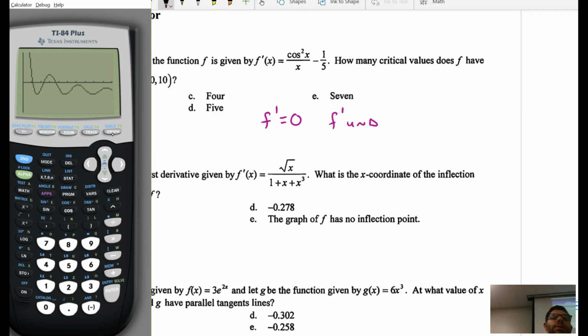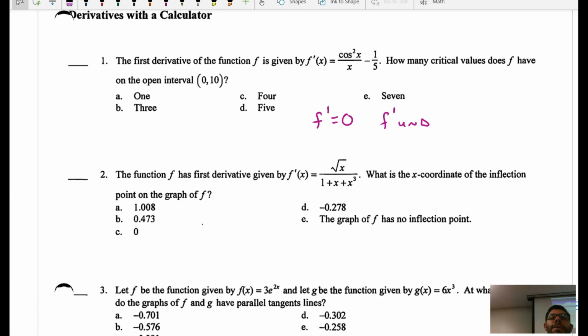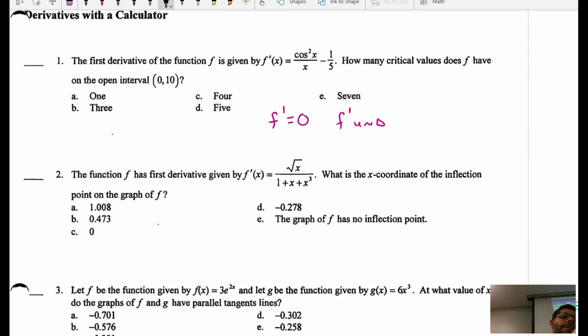All of these questions that are on this worksheet, they came from an old AP test. So the answer here then is B.